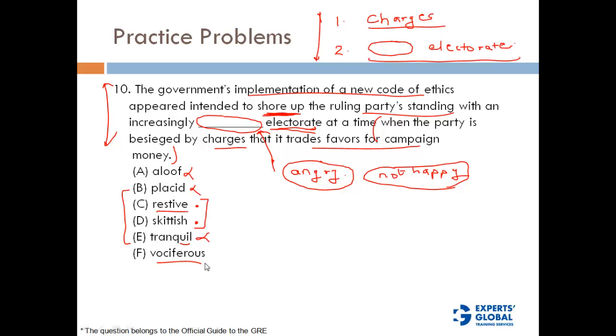Vociferous is someone who talks more. That is not relevant here. So we have only two options, restive and skittish, both meaning violent or difficult to control, and both of these words fit in the context. The story will go like this: The government's implementation of new code of ethics appeared intended to increase the ruling party's standing with an increasingly violent or increasingly restless electorate at a time when the party has been charged with corruption. So C and D are the correct answers.